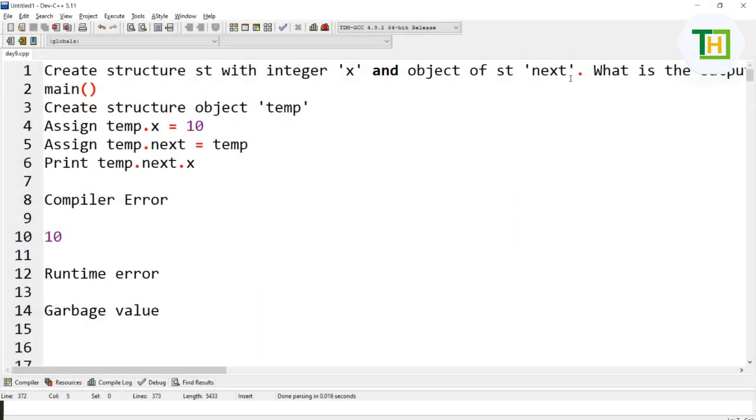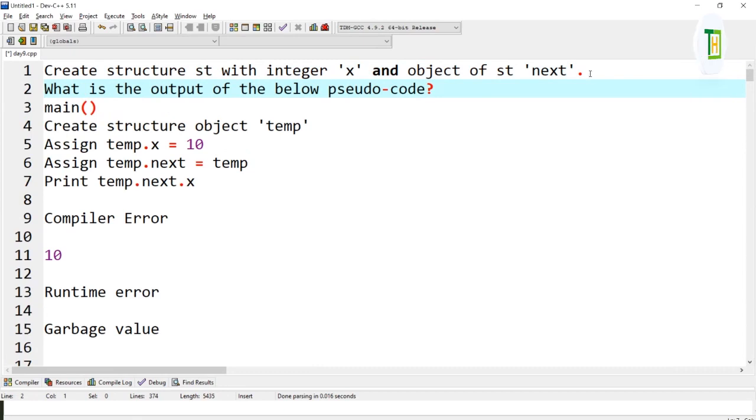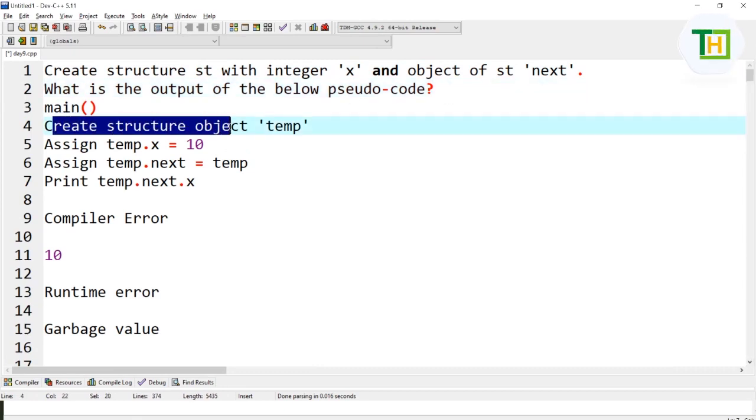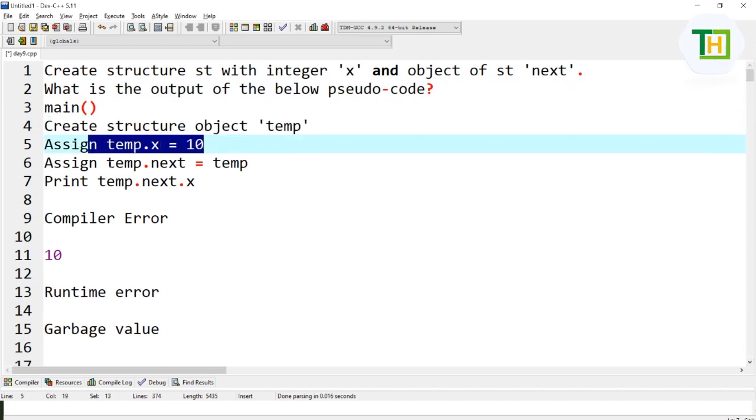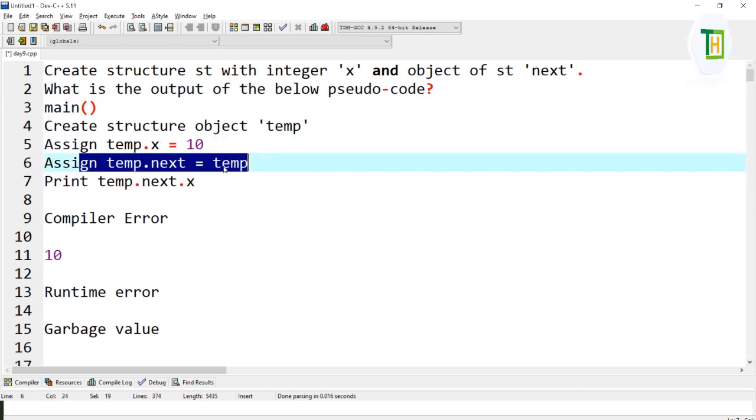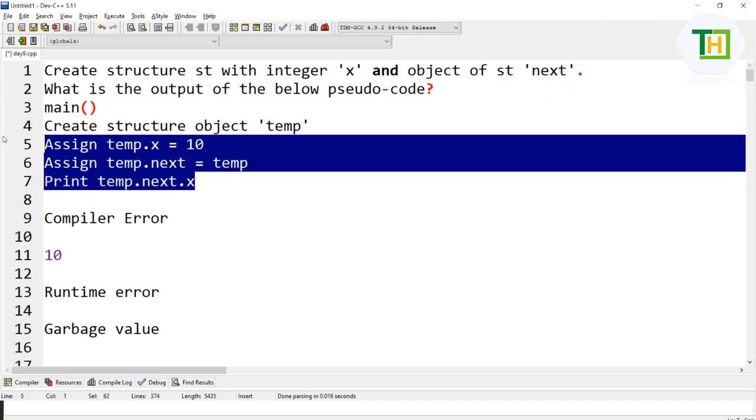Going to start with the first question. Here the main function creates an object of temp. Assign temp.x equal to 10. Assign temp.next equal to temp. And the temp.next, what is it going to print?